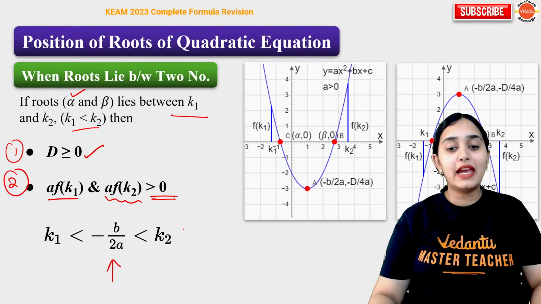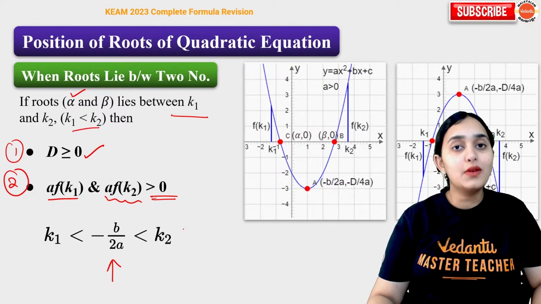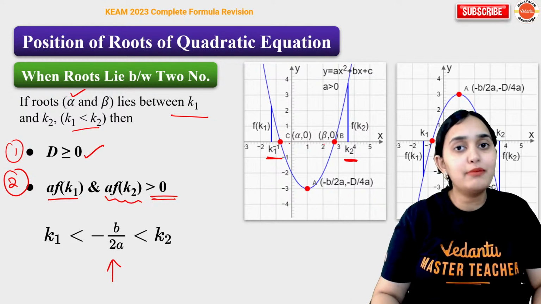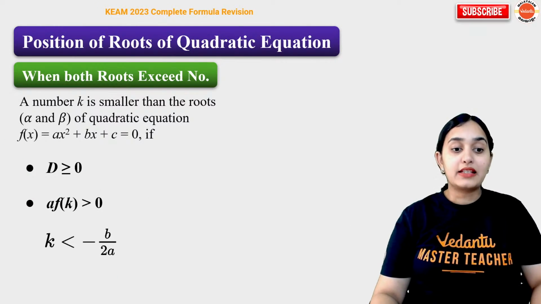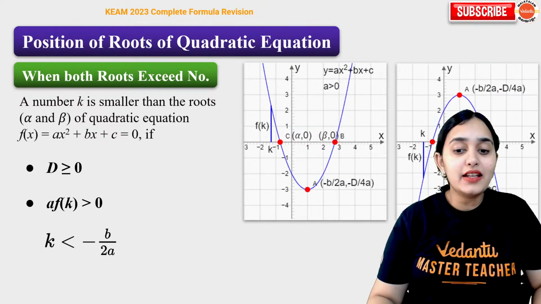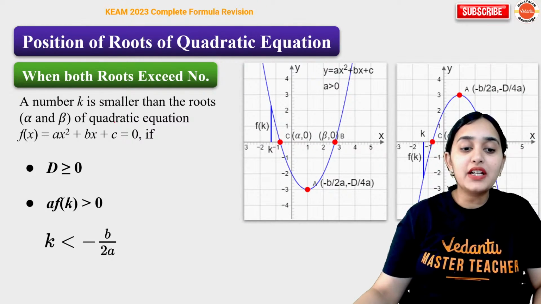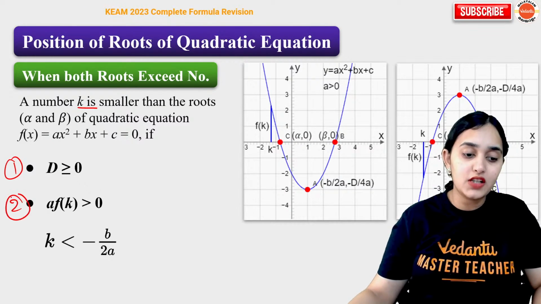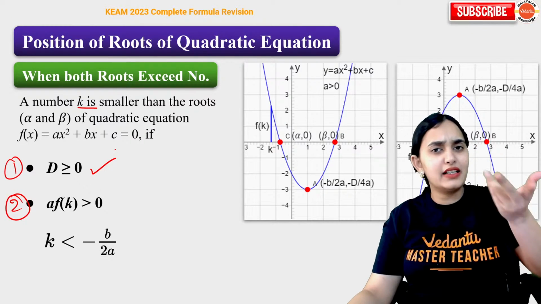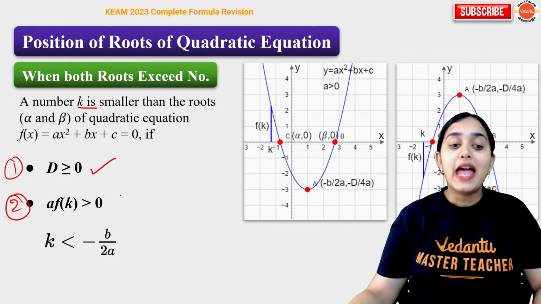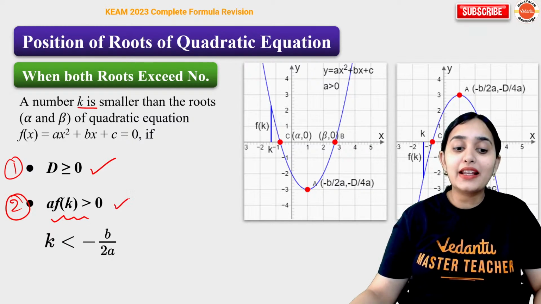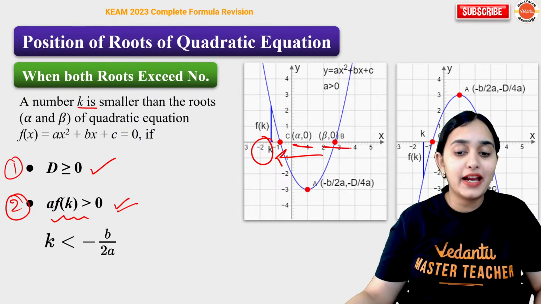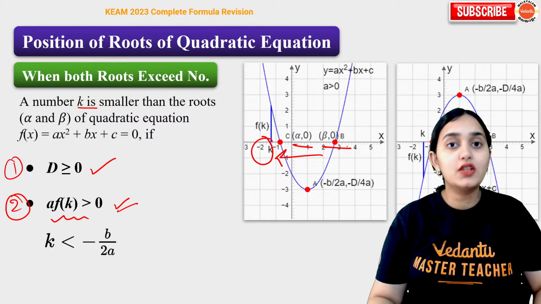Again, this is how your graph will look for 2 points k1 and k2 and your roots alpha and beta lying between them. Next, when both roots exceed the number. Suppose that we have a k where k is smaller than alpha and beta, then the following two conditions will be satisfied. Discriminant is greater than 0 as usual because they are real roots, and a of f of k will be greater than 0 if your k is on the left of alpha and beta. This is the formula to identify that.